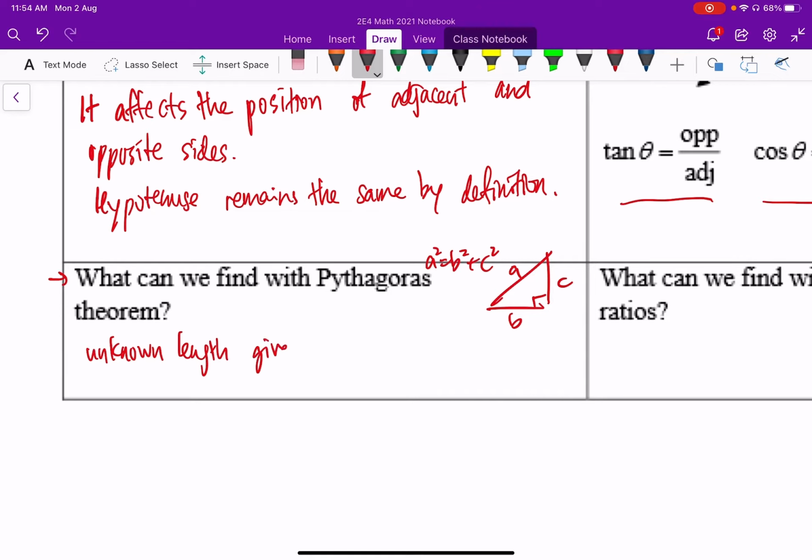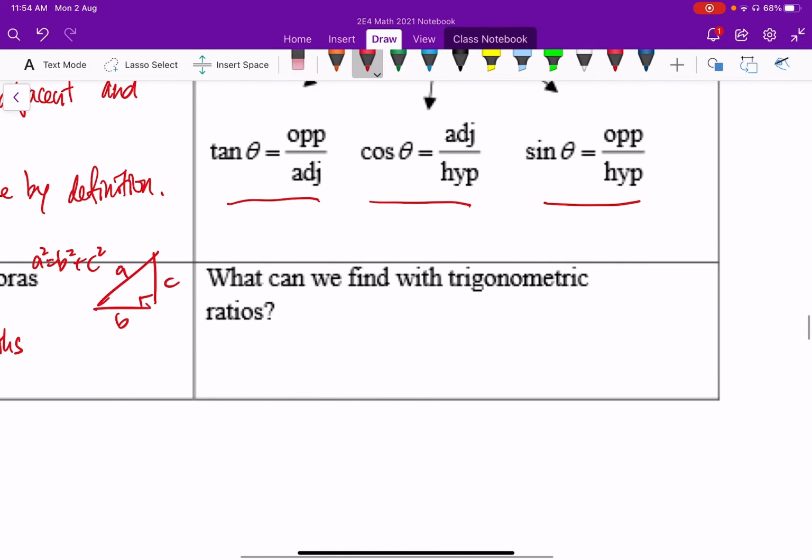if you are given two lengths. Okay, which is quite restrictive, right? You can't do anything with Pythagoras theorem unless they give you two sides. However, once you learn trigo, it unlocks more potential now. Okay, you don't need to have two sides.